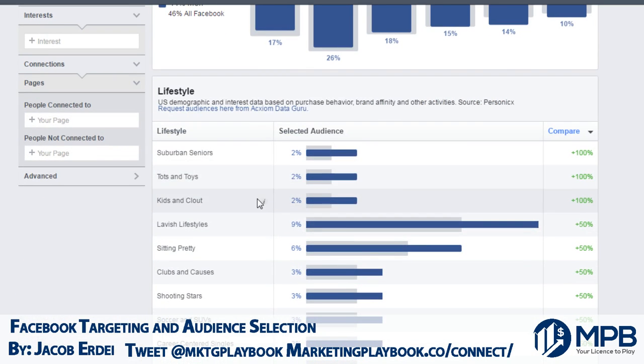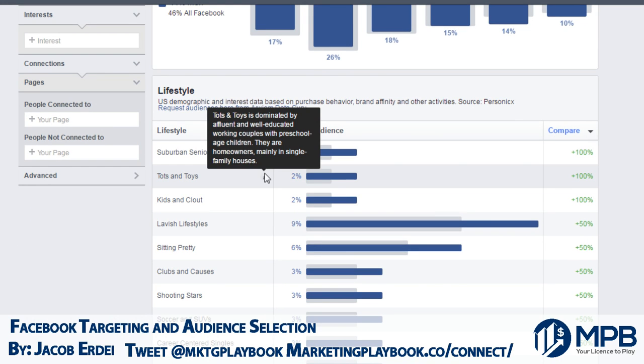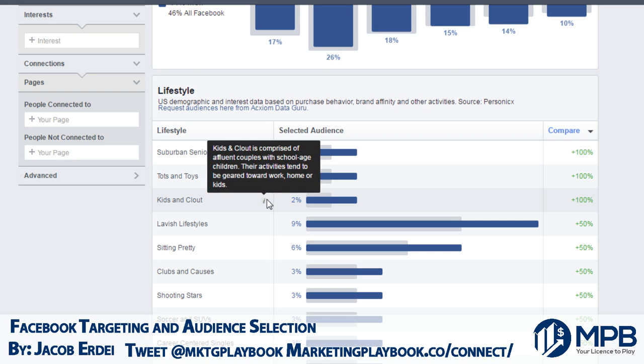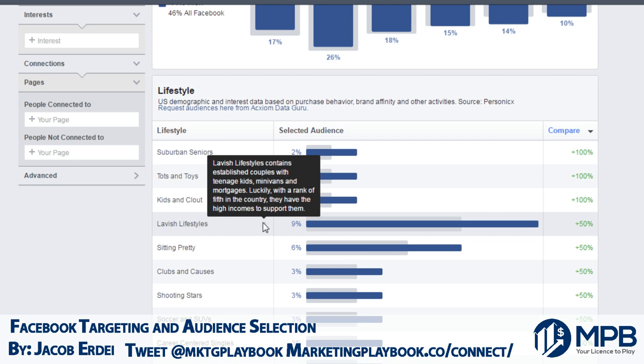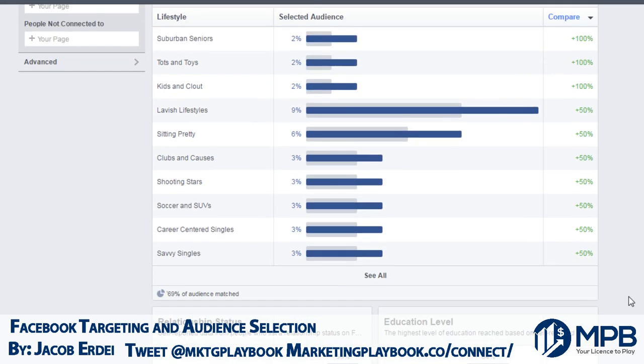So scrolling down, we're going to see some of the lifestyles in here, and if you hover over the i, it'll tell you what they are, and they make them all sound really good. It's kind of funny if you read through these, but these are their own avatars that Facebook has created, and it's going to tell you what percentage of your audience is in that compared to the rest of Facebook that's out there.